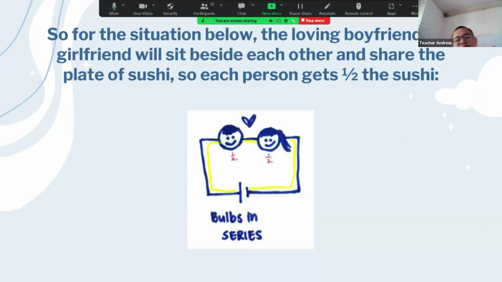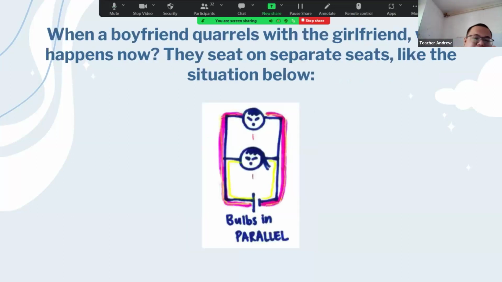So now I have two persons. I have to share one plate of sashimi. Each person gets half of the sashimi plate. All right. Now, when a boyfriend and a girlfriend quarrel, they don't want to sit together already. Now they want to separate. So now you see they separate already, like this. Each person will get one plate of sushi, because the chef here, the battery, will make one plate for the girlfriend and make another plate for the boyfriend.